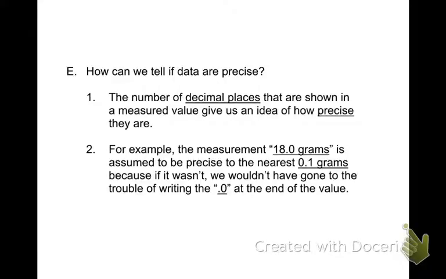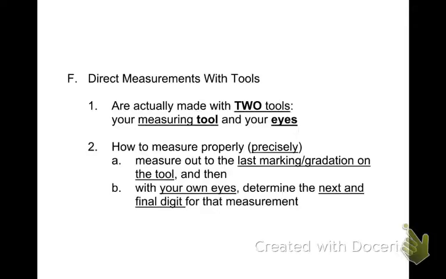So the number of decimal places that are shown in the value that we're looking at gives us an idea of how precise they have to be. In other words, for this particular example, if our measurement is 18.0 grams, what that's telling us is that the instrument that we're using must be precise to the tenths place. Otherwise, we would have simply written 18 grams. Just easier. So what we can do is figure out how precise each piece of equipment is, and then that'll tell us how precise our measurements need to be.